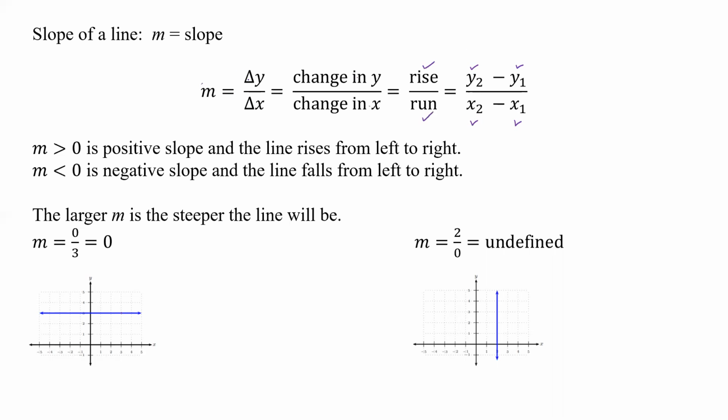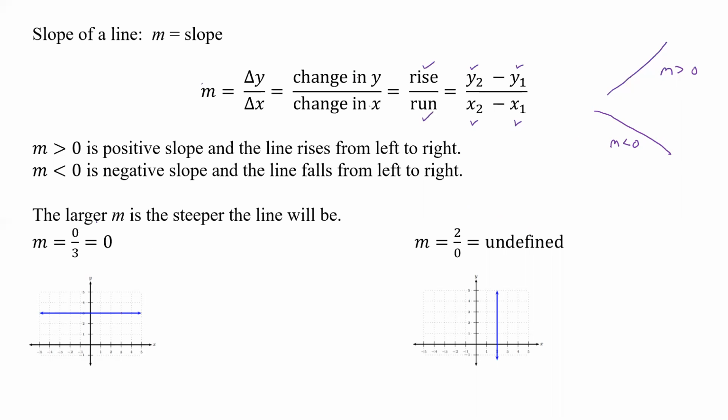And then we have knowledge that if m is greater than 0, it's a positive slope and the line rises from left to right. So positive slope is here, so m greater than 0. Now, if m is less than 0, it's a negative slope and the line falls from left to right. So then it goes down like this, and this is m less than 0. So it goes down from left to right.